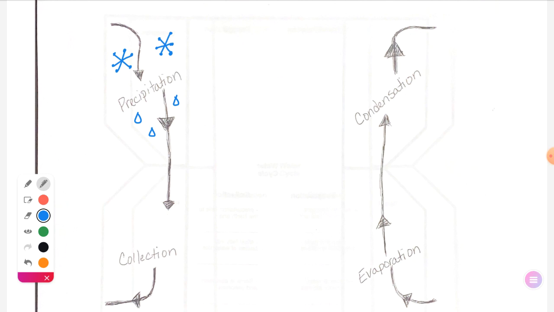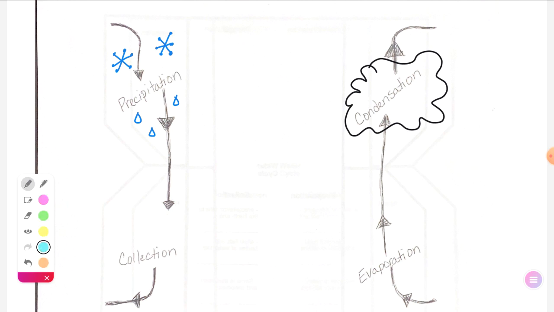What can I draw for condensation? Parker? Maybe a cloud. So just use your regular pencil. I don't have gray, I just have black. Draw a cloud in the condensation flap. That's a beautiful cloud. If you want, you can shade it in with your pencil. I can't shade it in because I don't have a gray.